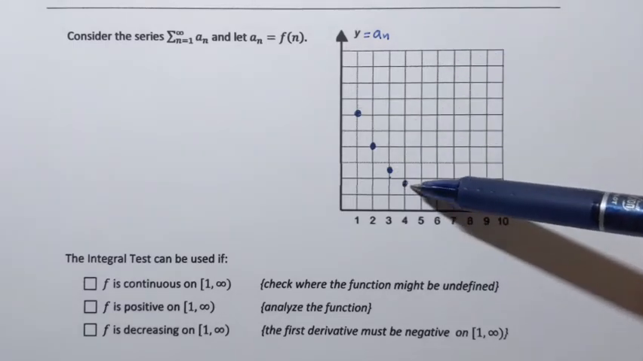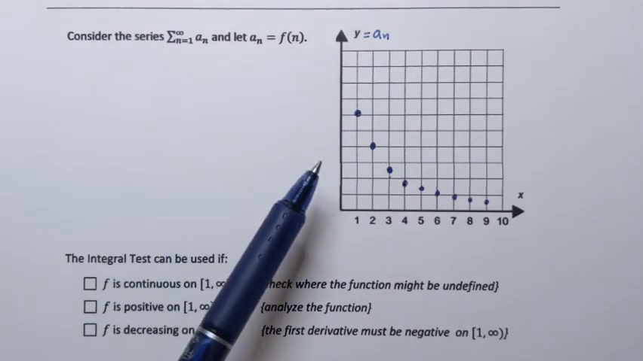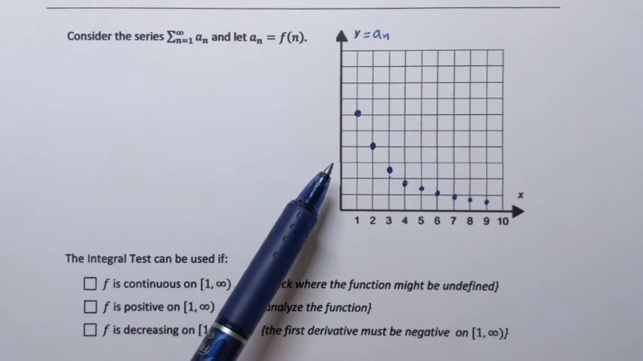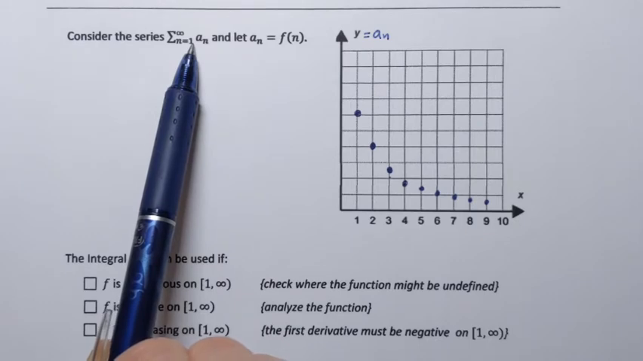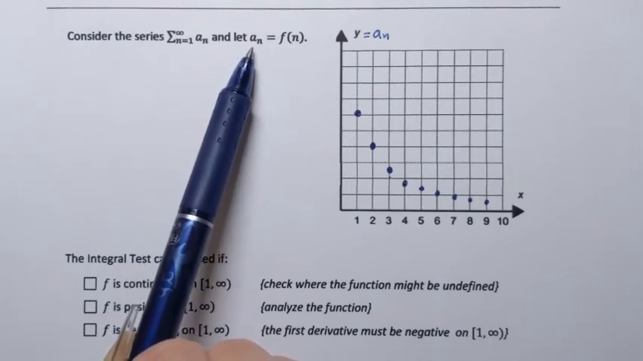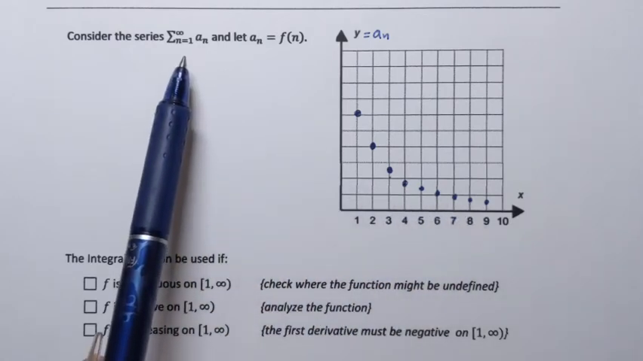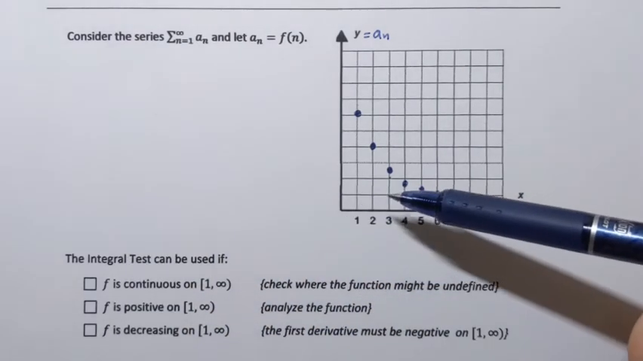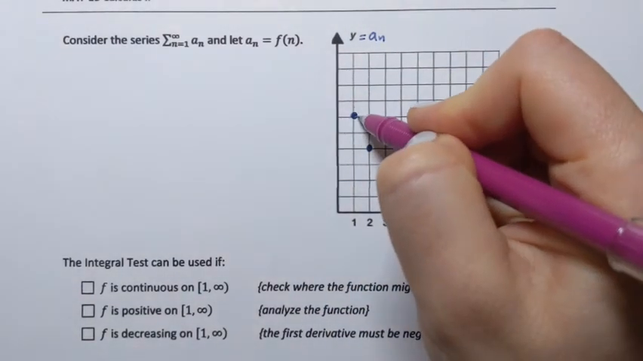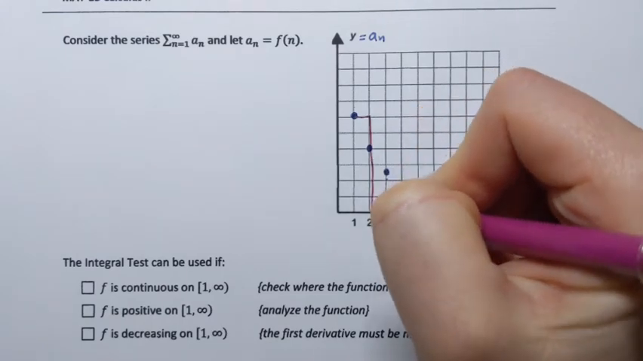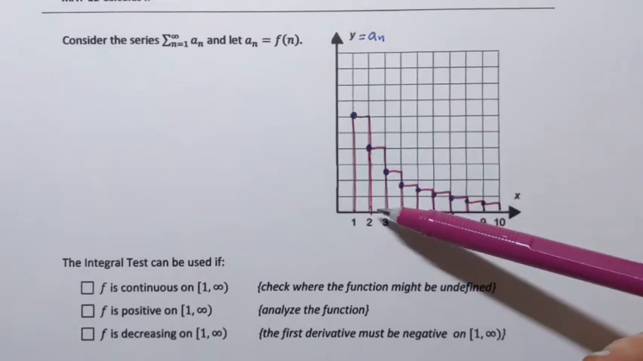Now, these are the terms of the sequence, but we're dealing with a series here. How can I graphically illustrate the series? So the series, as we know, is representing the infinite sum of the terms of that sequence, right? So if I add all those terms, then that represents the series. So geometrically, I can represent the series by constructing the following rectangles. So let me first construct them and I'm going to explain. So here are the rectangles.